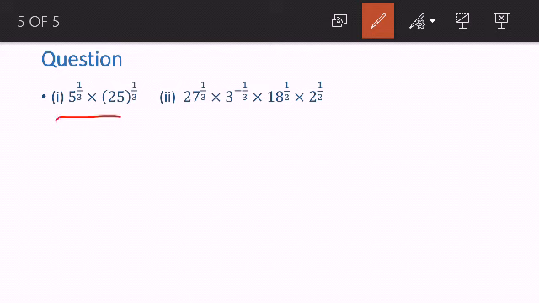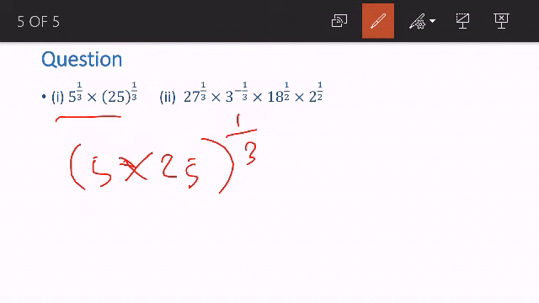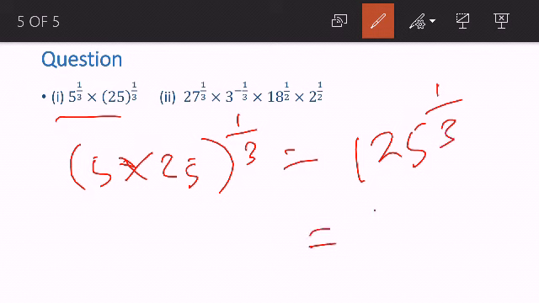Now here we have cube root of 5 multiplied by the cube root of 25. The problem is that the cube root of 5 is not a whole number. The cube root of 25 is also not a whole number. But you notice that 5 and 25 both have equal powers. They have common power. So we can still write that as 5 times 25, all raised to power 1 over 3. And 5 times 25 is actually 125 raised to power 1 over 3. That means cube root of 125, which will give us 5. So 5 is the answer to that.